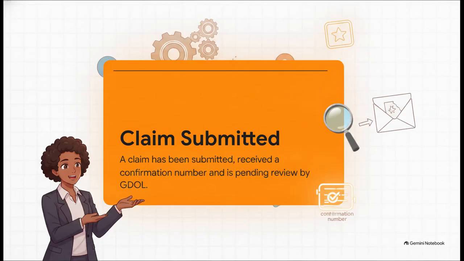Next up, you'll hopefully see Claim Submitted. Boom! This is your first major milestone. It means your claim has been received, you've got a confirmation number, and it's officially pending review by the Department of Labor. Once you see this, take a breath, your application is safely in their hands.